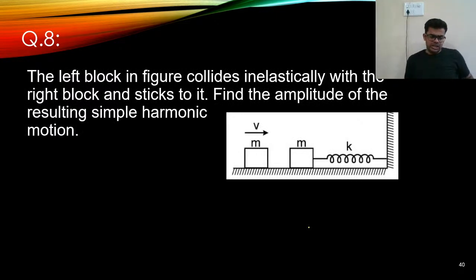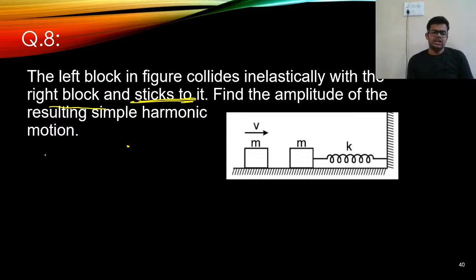Let us talk about this next question. Here you can see a block of mass small m moving like this, and it will just hit another block of mass small m. One block of mass m is hitting another block of mass m, and there is a spring having spring constant k. You need to find the time period of SHM if both the blocks stick with each other after the collision. It is written here, the right block, and it sticks to it. So they will just stick to each other.